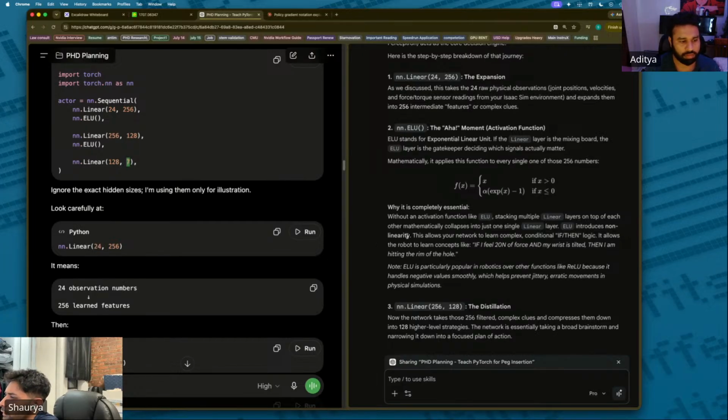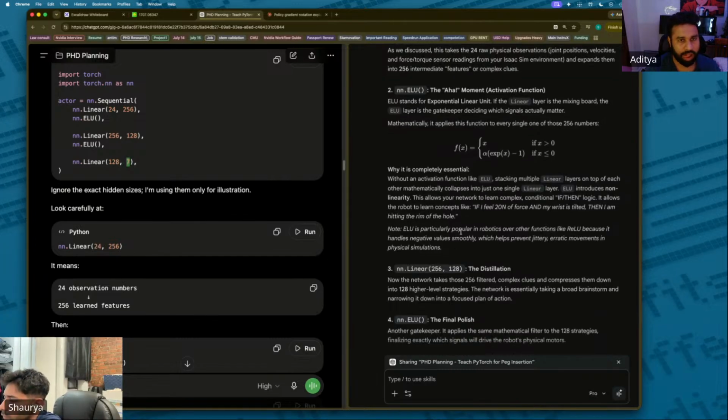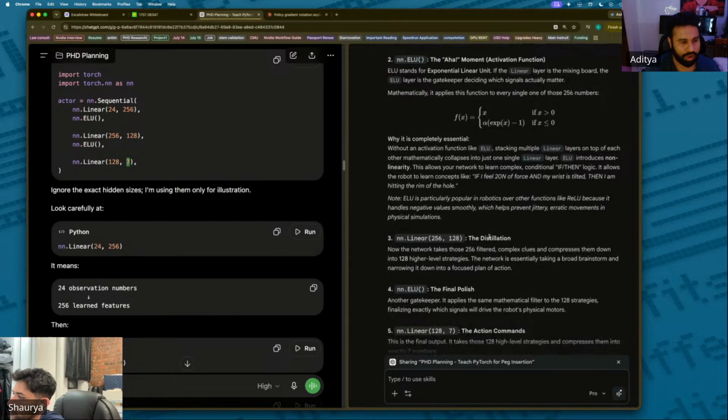ELU introduces nonlinearity. This allows your network to learn complex conditional if-then logic. It allows the robot to learn concepts like: if I feel 20 newtons of force and my wrist is tilted, then I am hitting the rim of the hole. ELU is particularly popular in robotics over other functions like ReLU because it handles negative values smoothly, which helps prevent jittery, erratic movement in physical simulations.